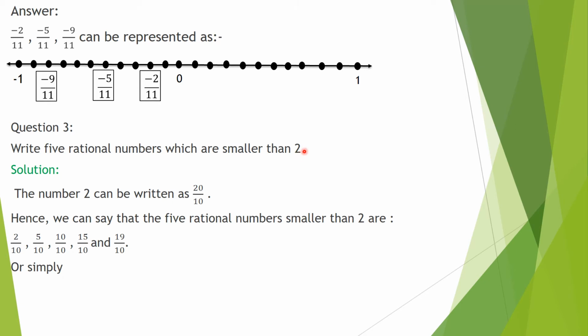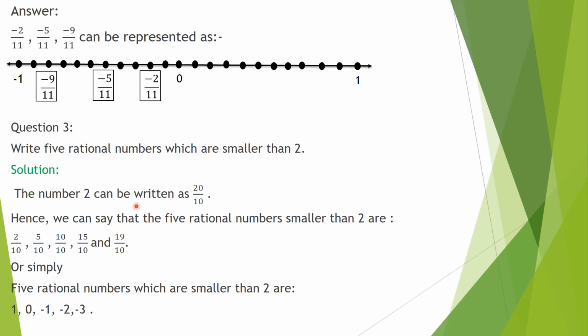Say smaller numbers, that is 1, 0, minus 1, minus 2, minus 3, minus 4, and so on. All the negatives are smaller than this. So that is another answer: 5 rational numbers which are smaller than 2 are 1, 0, minus 1, minus 2, minus 3. There are two questions of this type in this exercise.